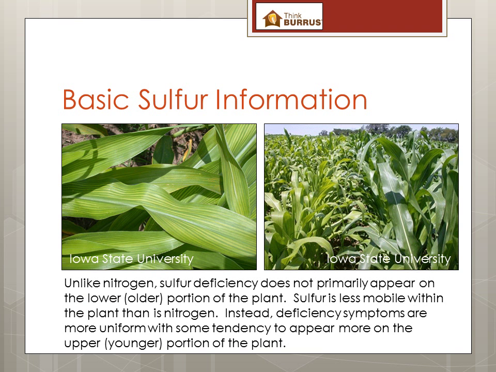Now, I said that there are similarities between the symptoms of nitrogen deficiency and the symptoms of sulfur deficiency. There are similarities, but where they appear on the plant matters. Nitrogen's fairly mobile. It's going to show its deficiency on the lower part of a corn plant, the older part of the corn plant. Sulfur is less mobile within the plant than nitrogen is, and that means you're going to see more uniformity in that yellowing, although you may see a little bit more of that yellowing towards the top or the upper younger portion of the plant, in this case corn.